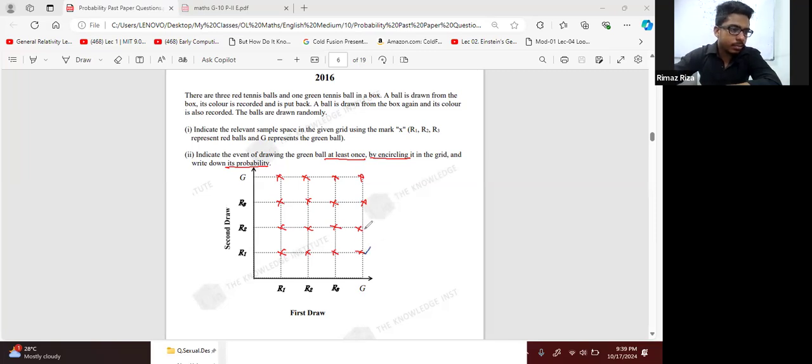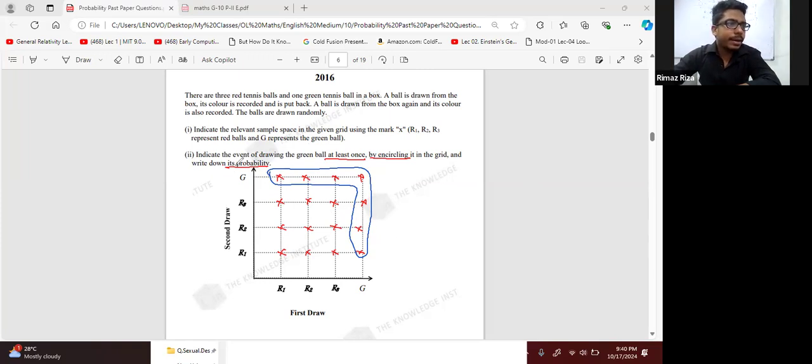So then this will come, and this, okay. And this also green. And here, this one is both times green. First draw also green, second draw also green. So at least once we picked up green, so that means that is also correct. This is correct, this is correct, this is correct. So we want to encircle those events. So we can encircle it like this. Okay. So if you draw like this, you can encircle like this, you will get the marks.